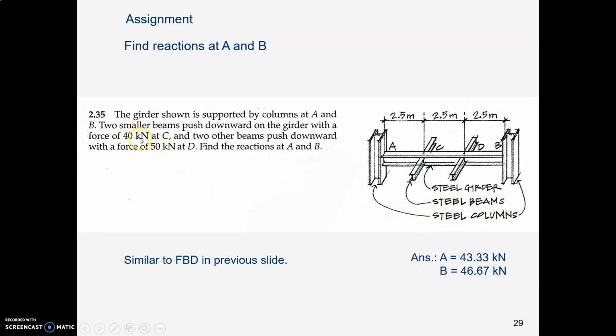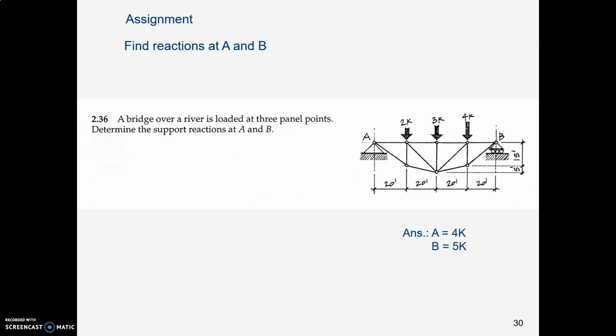First of all, this is metric. So we have 40 kilonewtons at one place, 50 kilonewtons at another place, and we're going to figure out how much weight is on each end. And I did give you the answer that you should come up with here, just so you can check your work. But you'll find it in the quiz.